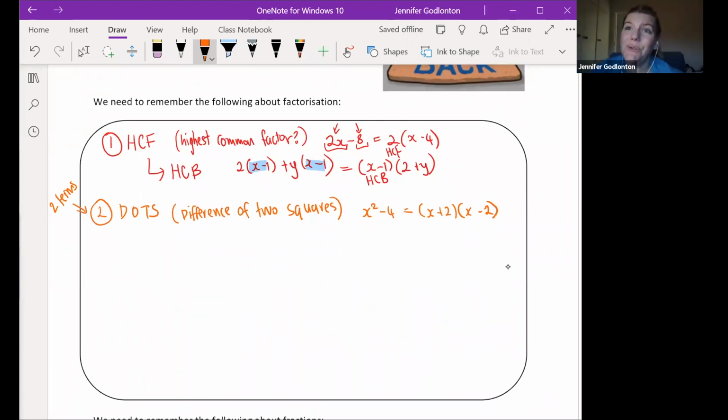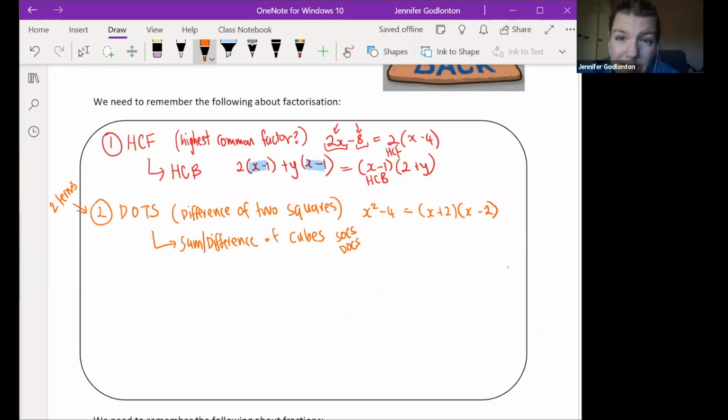Now dots also has like a sneaky cousin. So the way that we have highest common brackets is the sneaky cousin of the highest common factor. Dots has a sneaky cousin, which is also if we have 2 terms, and it is called the sum or difference of cubes. So I like to call them the socks and docs. The socks is sum of cubes and the docs is difference of cubes. Okay. It also is only when we have 2 terms, and that's when we have cubed numbers.